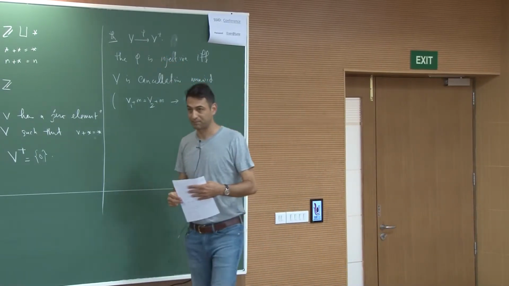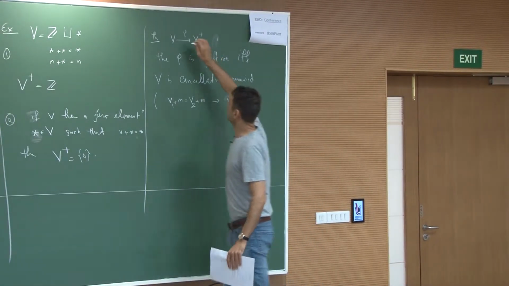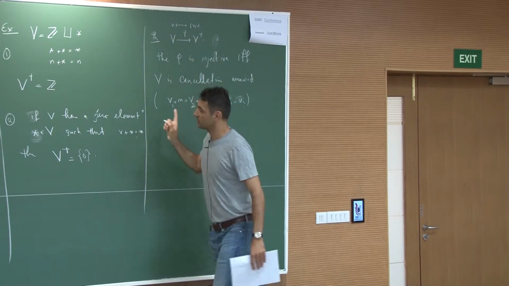How does phi act? Oh, this is just V goes to V0. This is this map here.